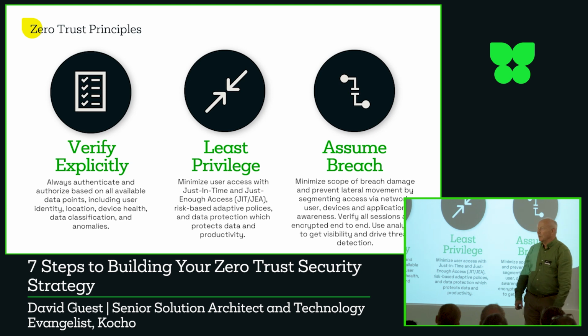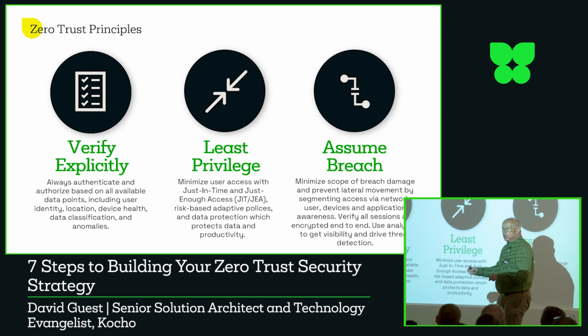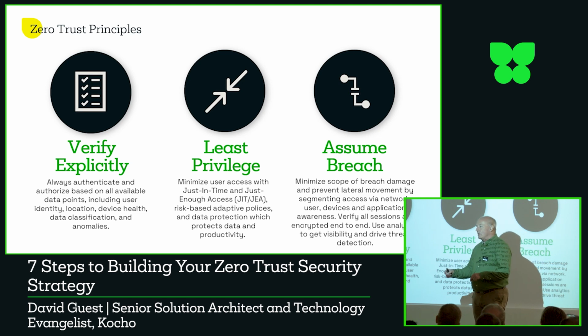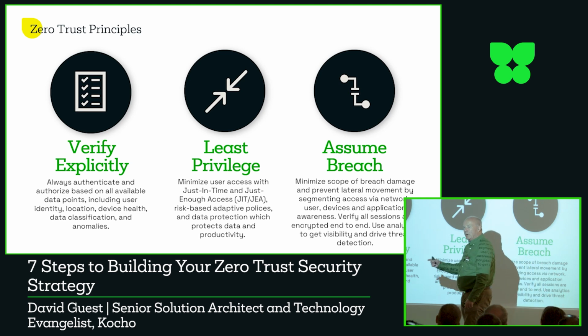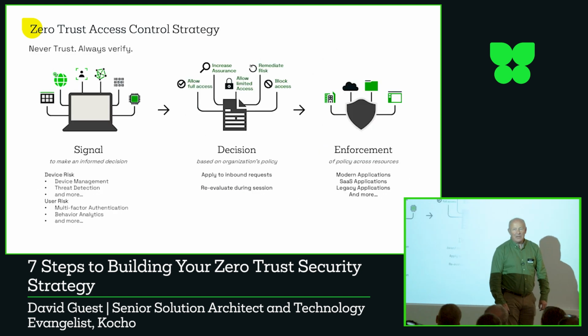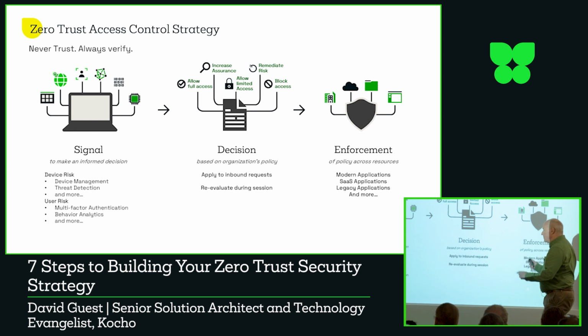Assume breach. Okay, this is a tough one. What we really mean is, if you know you've been breached, make sure your network is turned off. Make sure you're not having meetings in Teams to talk about the breach that's going on, because you know who's in that team meeting with you, don't you? Yeah, so be aware of things like that.